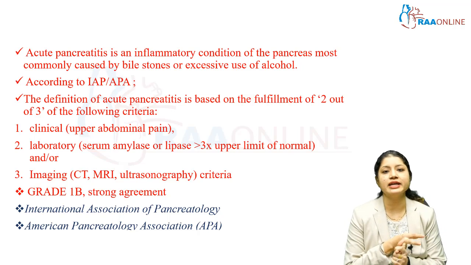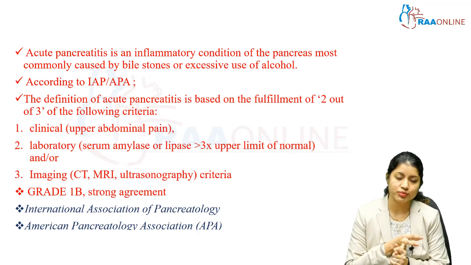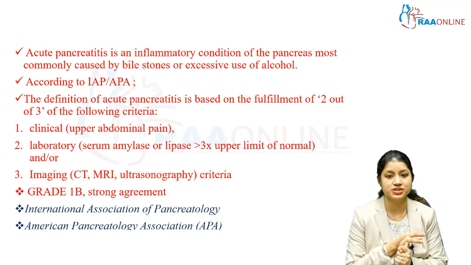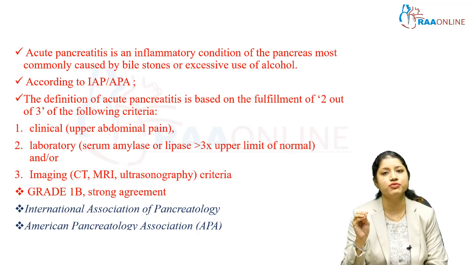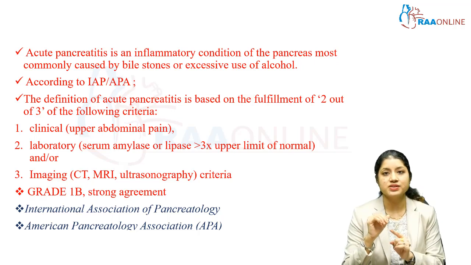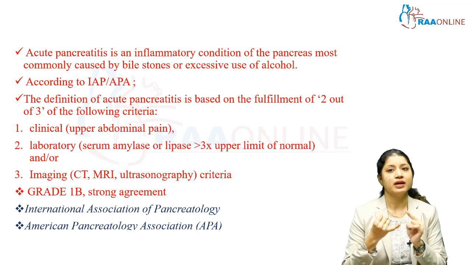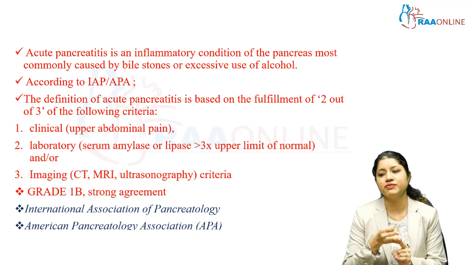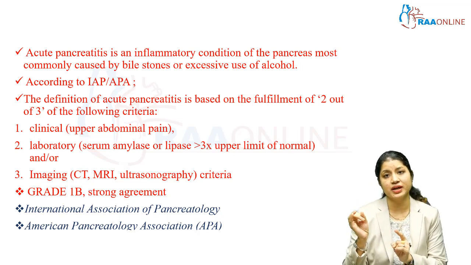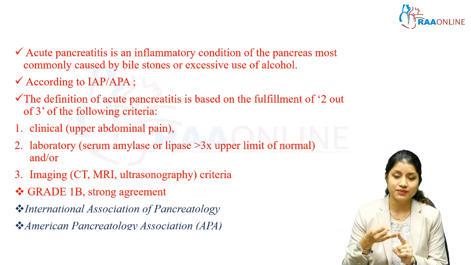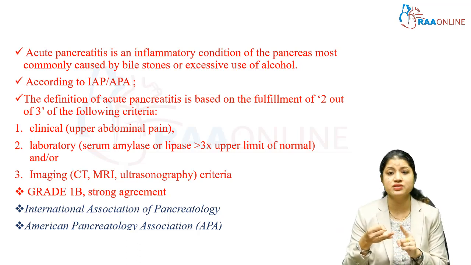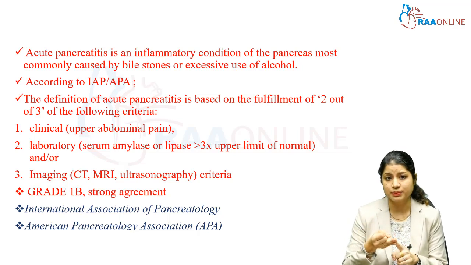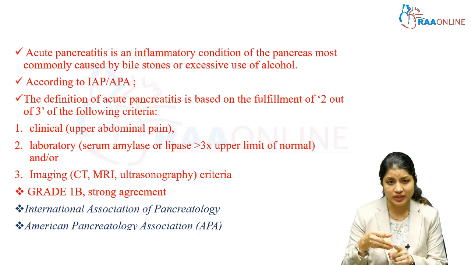So how does the IAP or APA, that is the International Association of Pancreatology or American Pancreatic Association, define pancreatitis? It defines pancreatitis as fulfillment of two criteria. As we all know, when a patient comes with pain abdomen, we first think of pancreatitis, especially in the background history of alcoholism, and we try to do amylase and lipase, wherein we look for serum amylase or lipase level more than 3 times the upper limit, and then we do an imaging either in the form of ultrasound or CT or MRI.